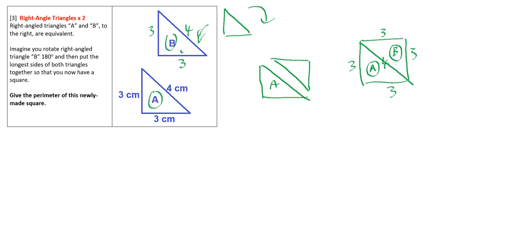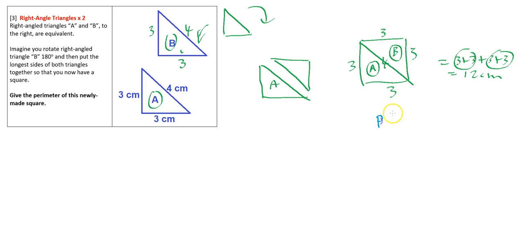Okay, so give the perimeter of this newly made square. So that's pretty simple from now that we've done all that. We can go 3 plus 3 plus 3 plus 3, and that's going to equal, that's 6, that's going to be 12 centimeters.